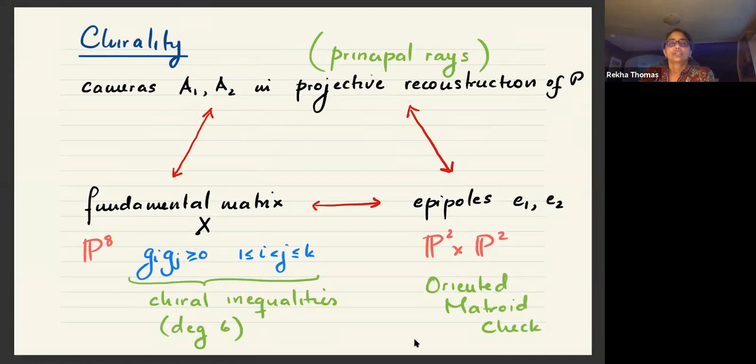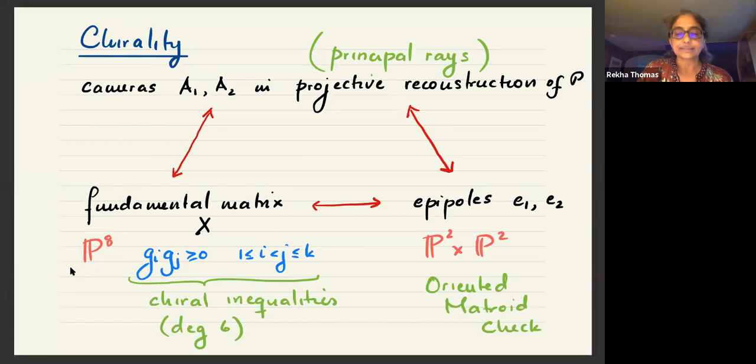Okay, so what does chirality mean in these three different worlds? In the first world of cameras, we saw that chirality is given by these inequalities involving principal rays. You can translate those inequalities into fundamental matrix space, in which case they end up being polynomial inequalities indexed by i and j lying between 1 through k. So there is a gi and a gj. Gi corresponds to the point pair with index i, and gj to the point pair with index j. They turn out to be high degree polynomials. These are degree 6 polynomials in the entries of X.